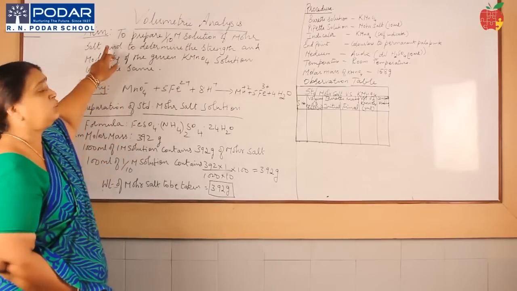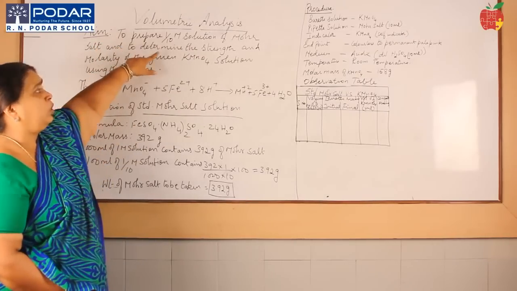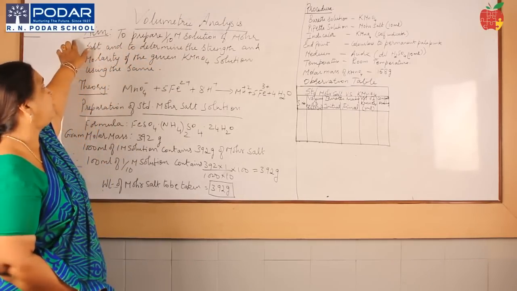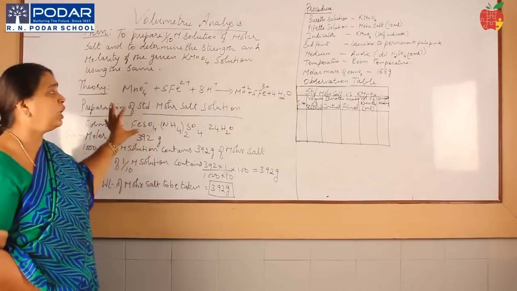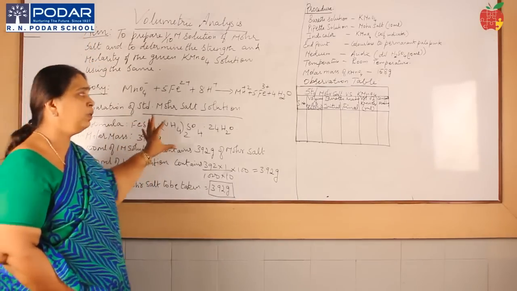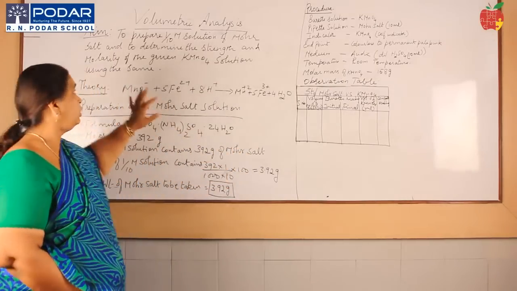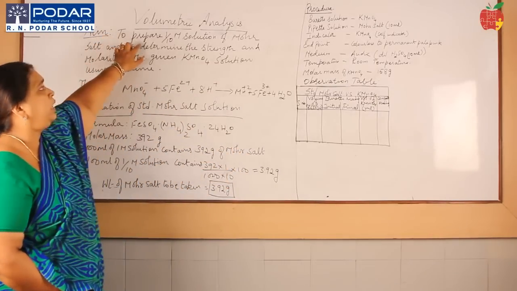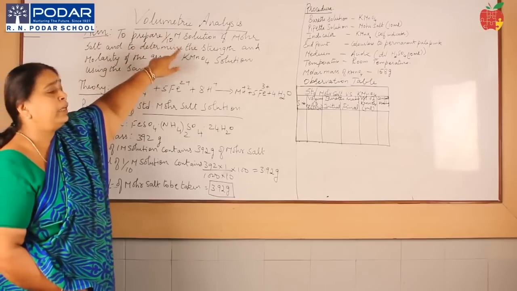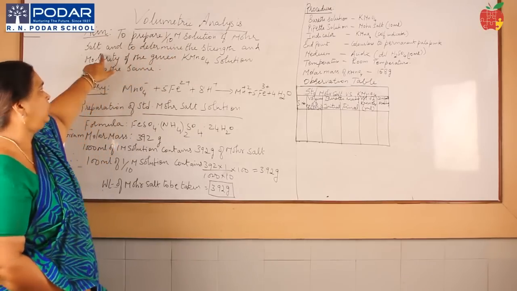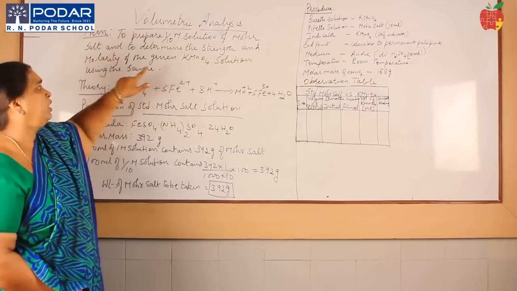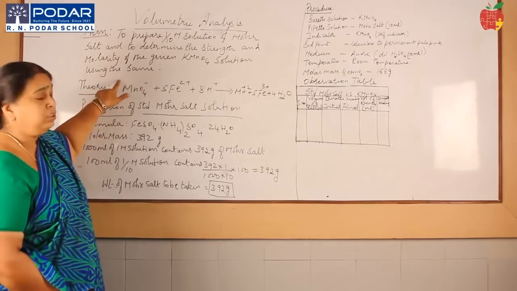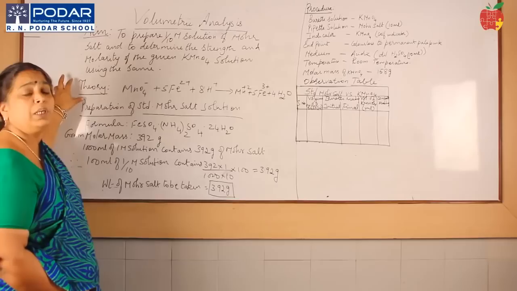So here you are asked to prepare the Mohr's salt solution. What will be your aim? How to present the paper on the board, that is what I am concentrating on now, as well as you will get the procedure. Just see, what will be your aim? You will prepare 1/10 molar Mohr's salt solution and then you will be determining the strength or the molarity of the given KMnO4 solution. So what is the theory behind it?